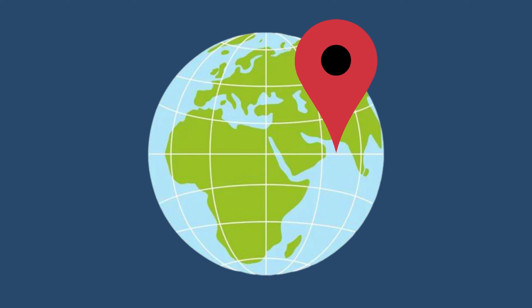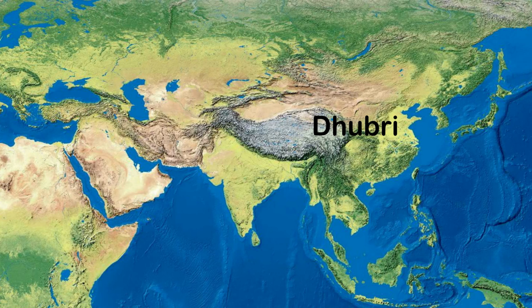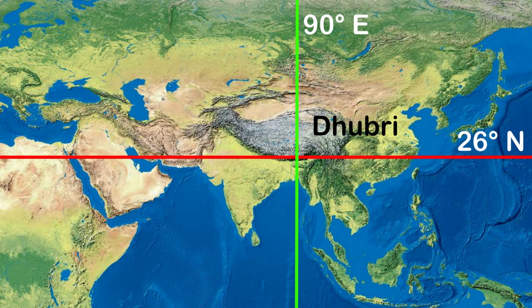You can locate any point on the globe very easily if you know its latitude and longitude. For example, Dhubri in Assam is situated at 26 degrees north latitude and 90 degrees east longitude. Find out the point where these two lines cut each other. That point will be the location of Dhubri.